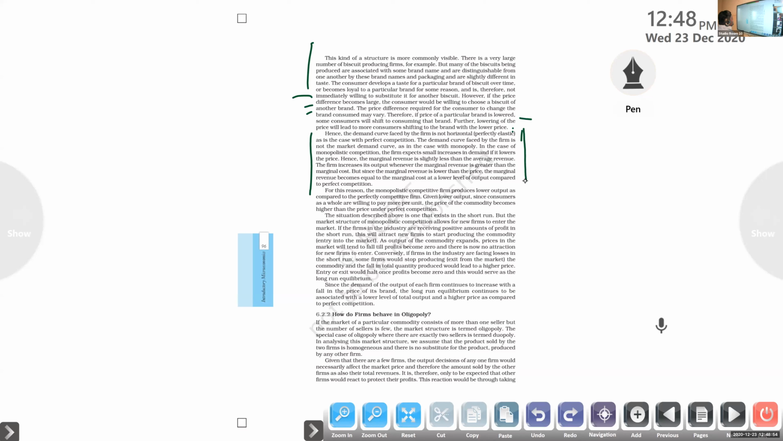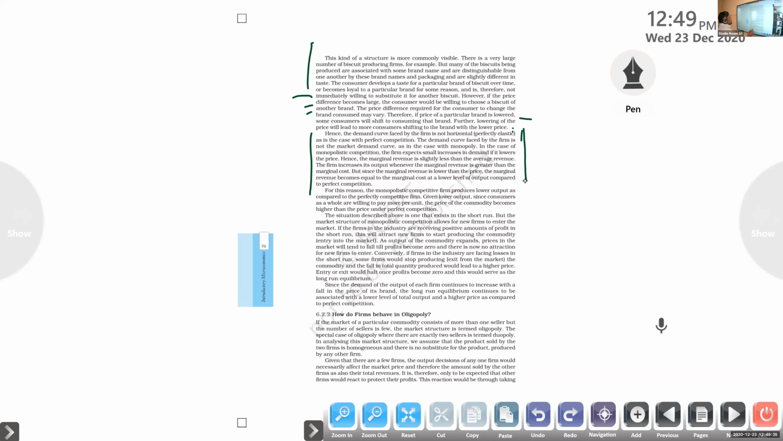Next one. For this reason, the monopolistic competitive firm produces lower output as compared to the perfectly competitive firm. Given lower output, since consumers as a whole are willing to pay more per unit, the price of the commodity becomes higher than the price under perfect competition. So, in monopolistic competition, the producers will always produce a lesser quantity of products because they are able to sell that for a higher price. Clear or not? So, they are able to attract the consumers, not the producers, the consumers.